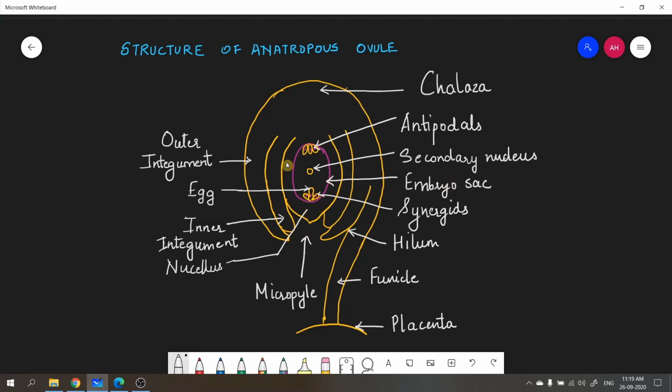Nucellus is further surrounded by two protective coverings here. If you can see, they are called as integuments. So there is an outer integument and there is an inner integument. So both these are protective coverings around the nucellus. And if you observe carefully, these integuments, they leave a gap at the bottom, and this gap is called as micropyle.